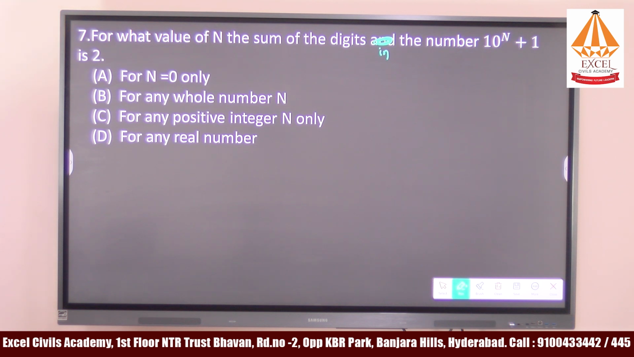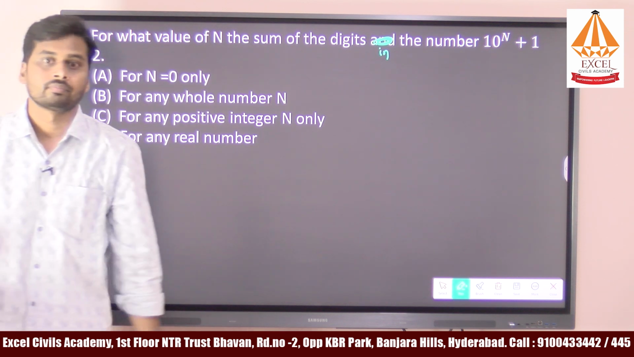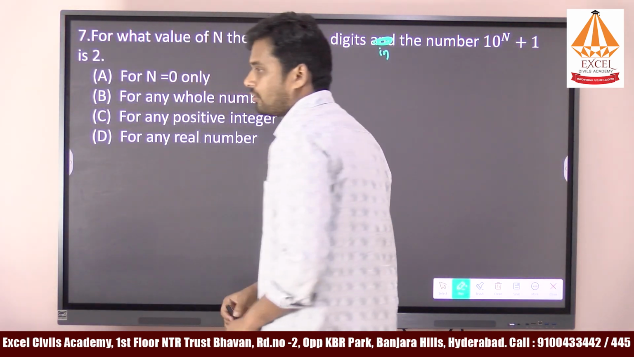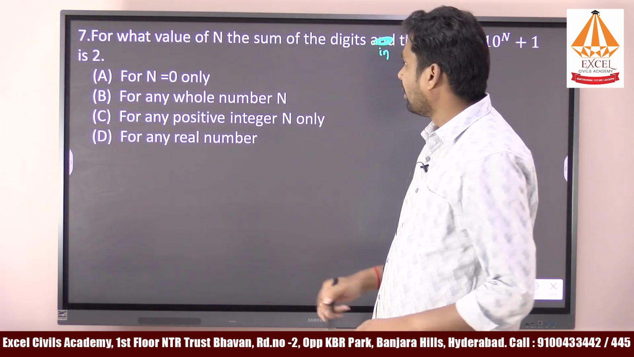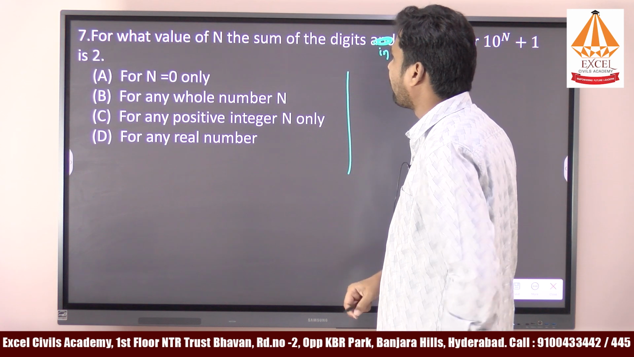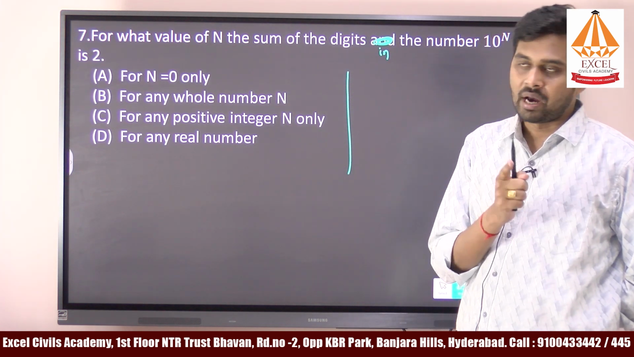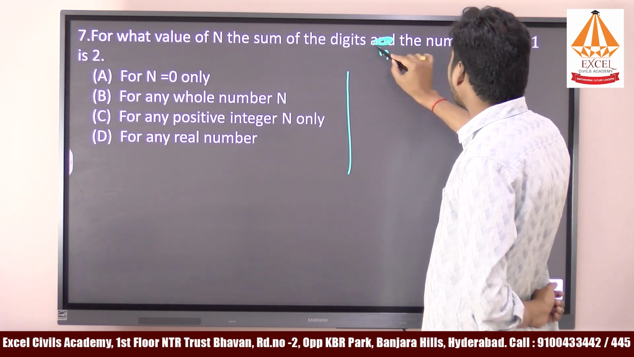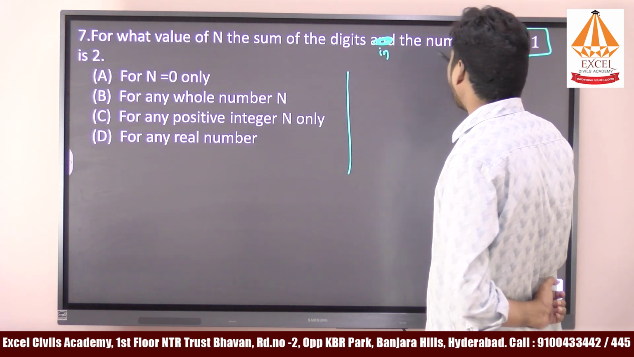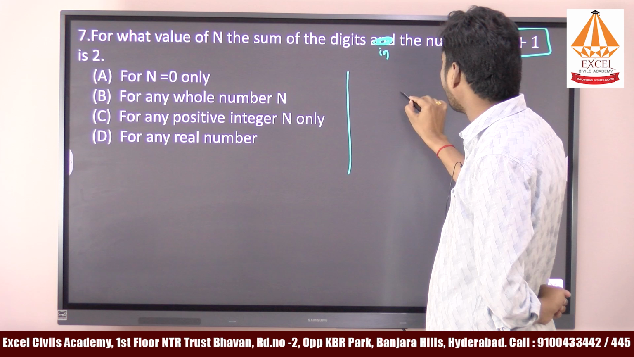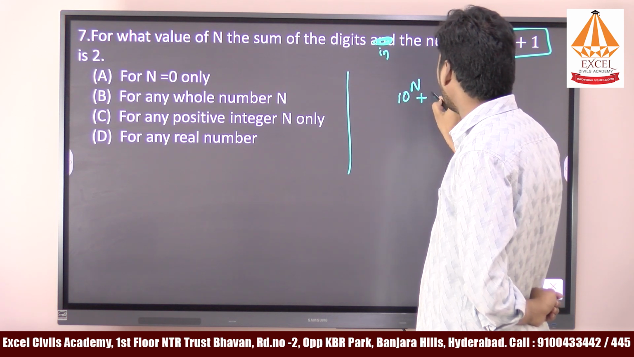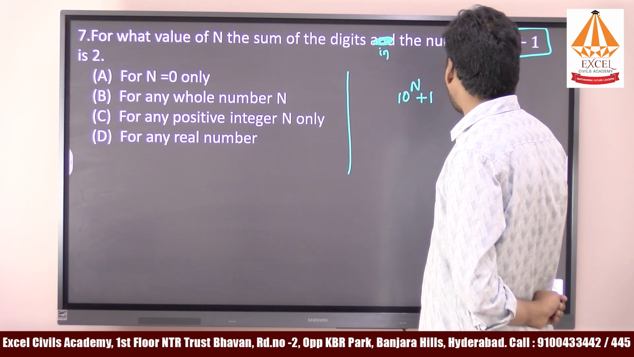What could be the answer? For n is equal to 0 only. Okay, see here the question is: for what value of n? Which means, which value if you give it to n, then the sum of the digits in the expression 10 power n plus 1 is 2. Okay, 10 power n plus 1, the digit sum is what?